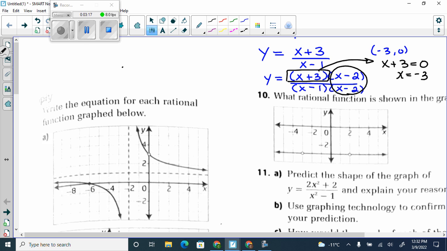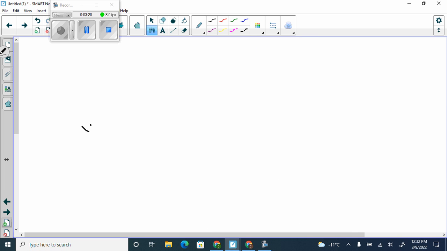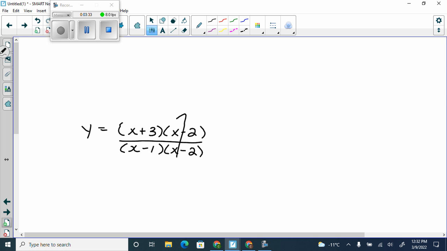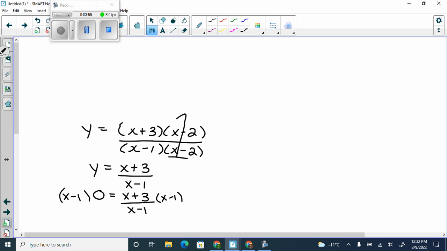Well, I'm going to go on a separate sheet of paper here. I have y equals x plus 3, x minus 2 over x minus 1, x minus 2, right? We know because of a point of discontinuity that it crossed off, right? So we know we're left with y equals x plus 3 over x minus 1. How do I find x-intercepts? What should I always think when I think x-intercept? What equals 0? Y. So I could go 0 equals x plus 3 over x minus 1. And then I can multiply the x minus 1 up. And what happens to it? Multiplied by 0, it goes away, correct?